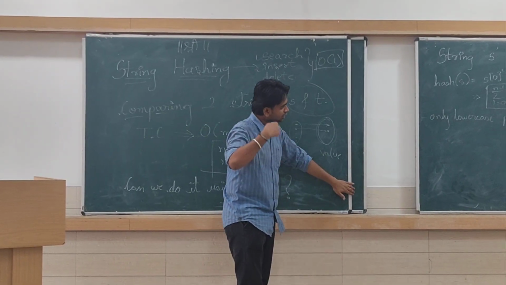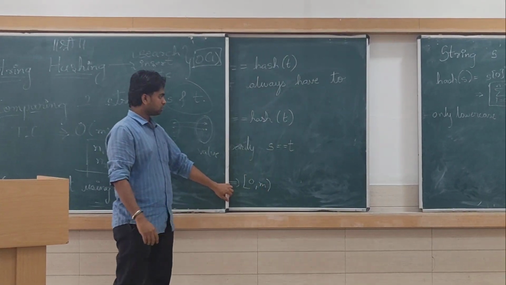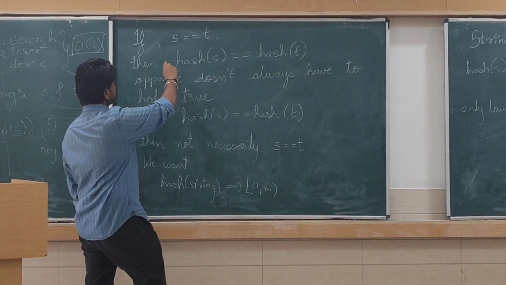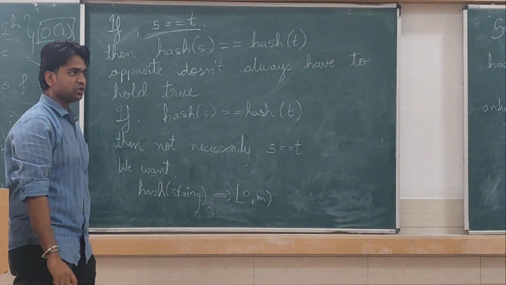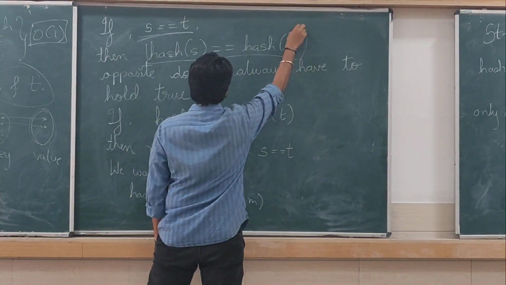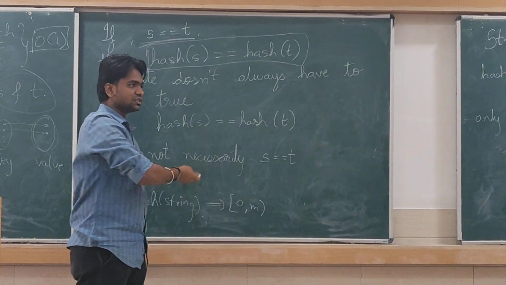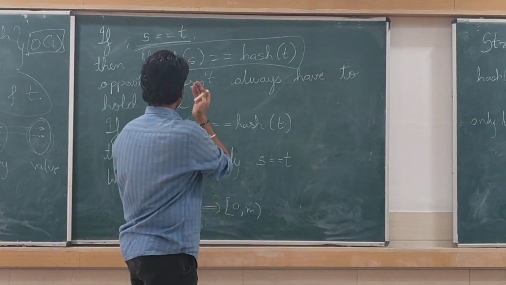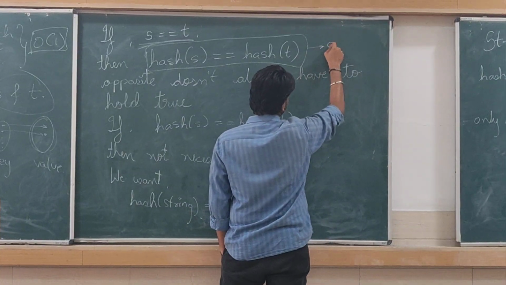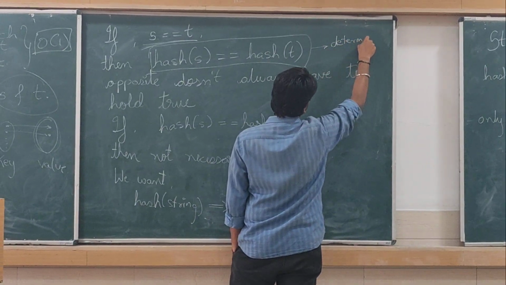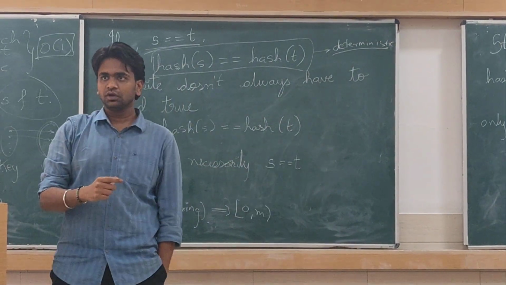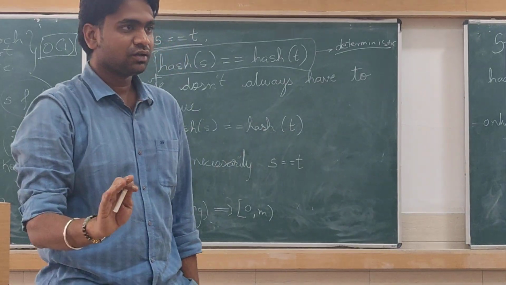Because string hashing समझने के बाद then you move to pattern matching and whatnot. Right? So see, suppose if string s is equal to t, then for sure क्या होना चाहिए? Hash of both of them should be same. This is the definition of a hash function, right? If s and t are same, then the hash value should also be same. This should be deterministic. 100% you should be sure about this. If not, then your hash function is very bad, right?